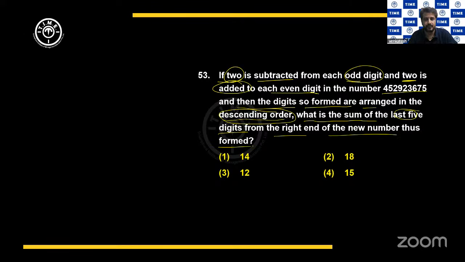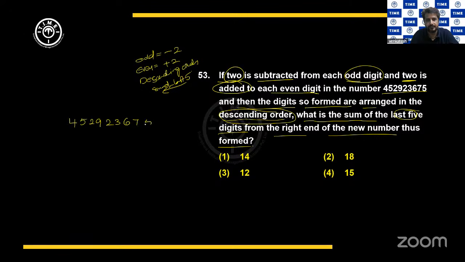Okay. First, what do we have to do? From each odd digit, we subtract 2. To each even digit, we add 2. Then we arrange the newly formed digits in descending order. After that, from the right end, we take the sum of the last 5 digits. This is exactly what is given in the question. What is the number given? 45292365.